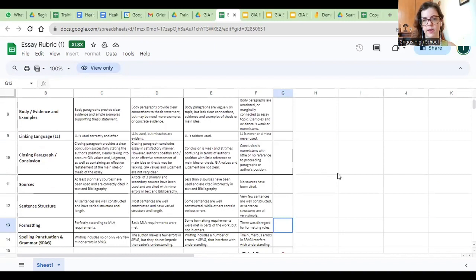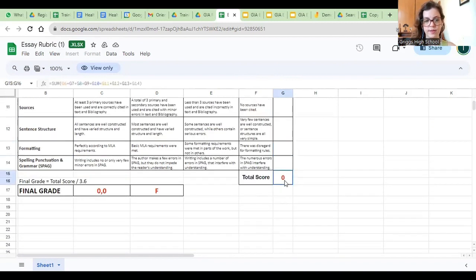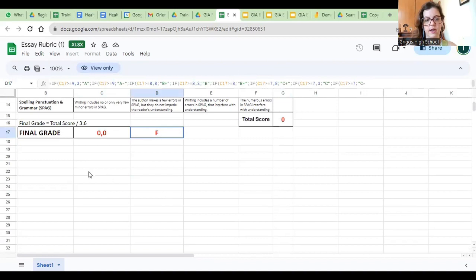And it can be a half number, like 3.5, 3.8, 2.3. You can work with these numbers. And it's going to give you the final grade, here from 1 to 10, and here the letter grade.